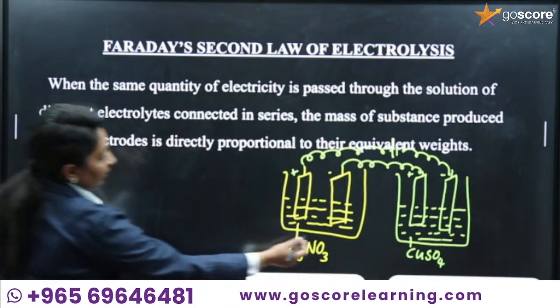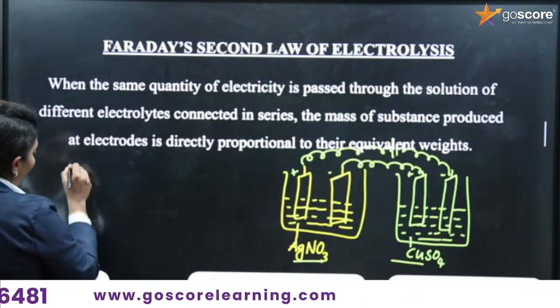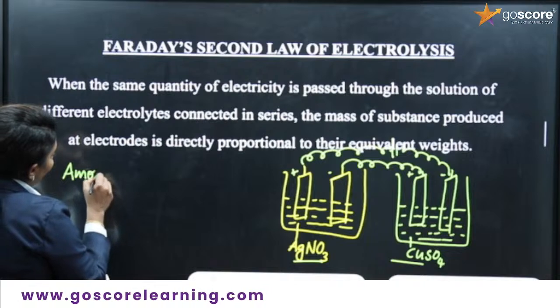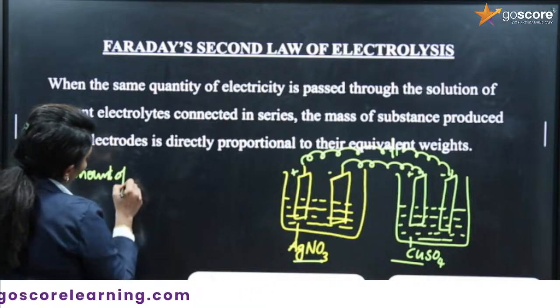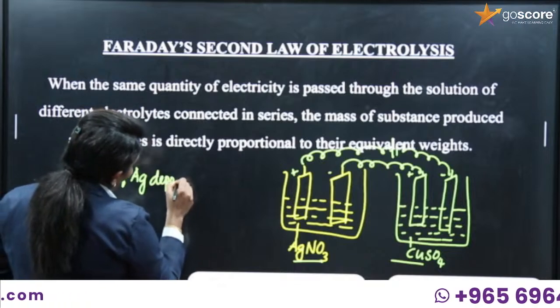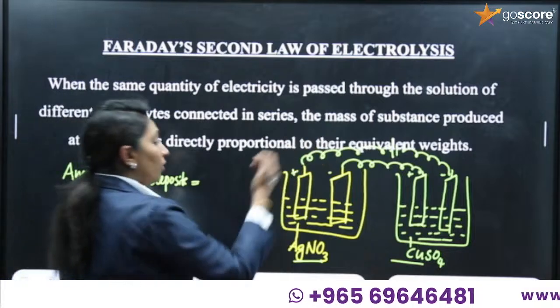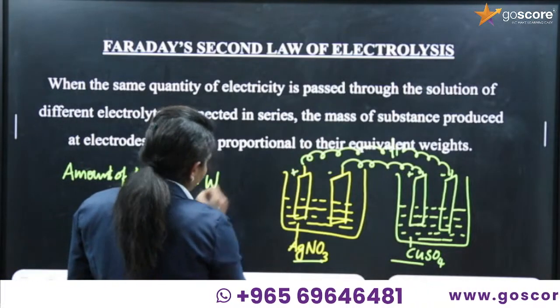See here, silver nitrate and copper sulfate, right? So according to Faraday's law, the amount of silver, Ag, deposited will be proportional to the equivalent weight of Ag.